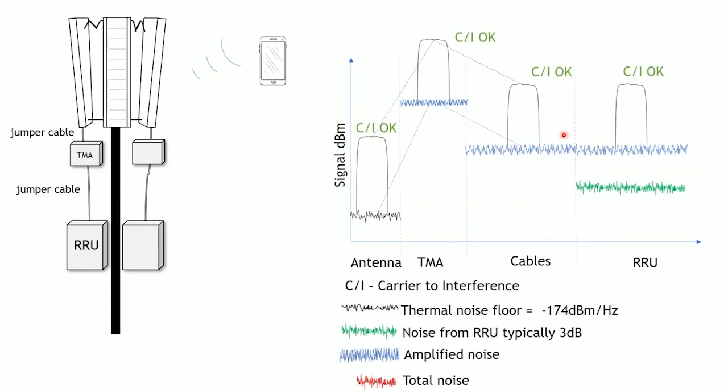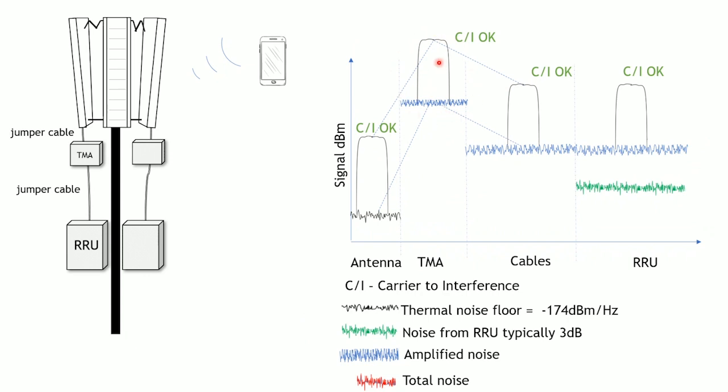If we now do the same graphical description, but now with the TMA, we have the same C over I entering the antenna, going straight to the TMA with a minimum of loss in that first little jumper. We now see that we have almost the full C over I in the air entering the TMA. And this is amplified. This is the amplified noise, and this is the amplified carrier. So now C over I is set by the amplified noise and the signal.